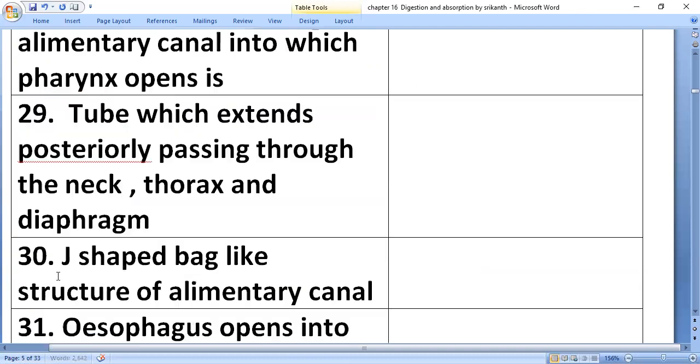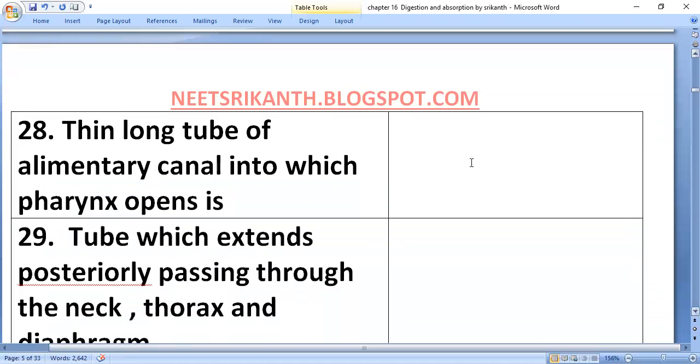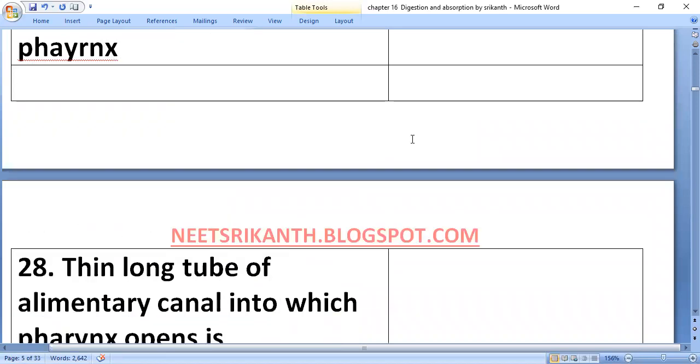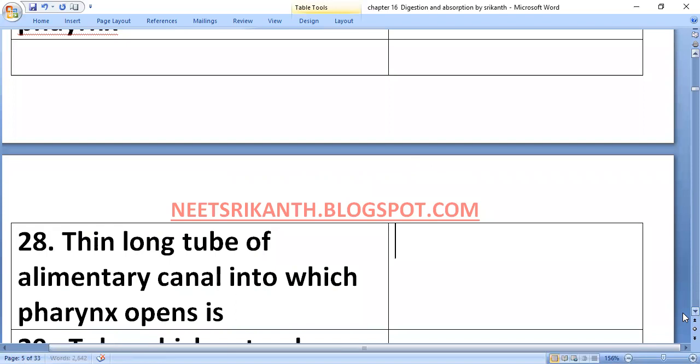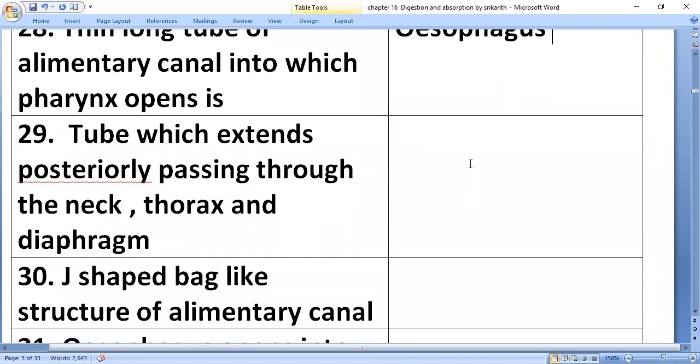The thin, long tube of the alimentary canal into which the pharynx opens is the esophagus. The tube which extends posteriorly, passing through the neck, thorax, and diaphragm, is the esophagus.